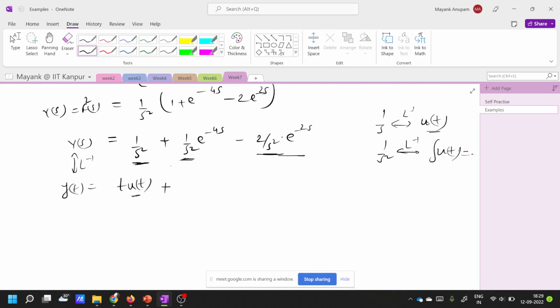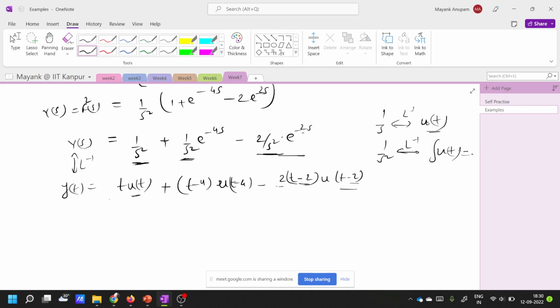It's again t u of t, but then you have e to the power minus 4s. So what does this mean? You have to shift everything in the time domain by 4 seconds. So it should be t minus 4 multiplied by u of t minus 4. Similarly, this will be minus 2 times t minus 2 u of t minus 2. Yes, 2 by s square e to the power minus 2s. 2 will be multiplied here, and because of e to the power minus 2s you have minus 2 in both places.